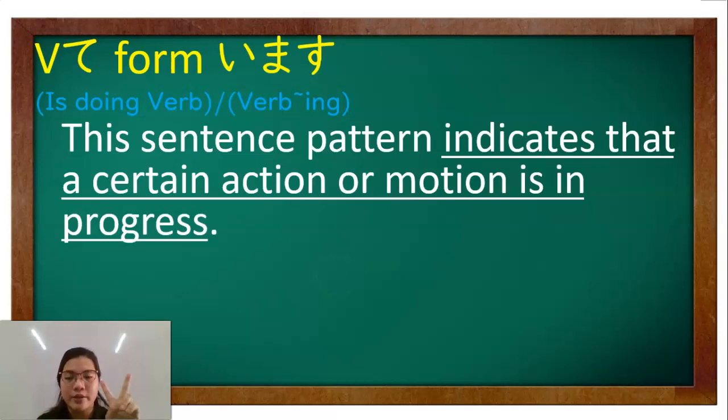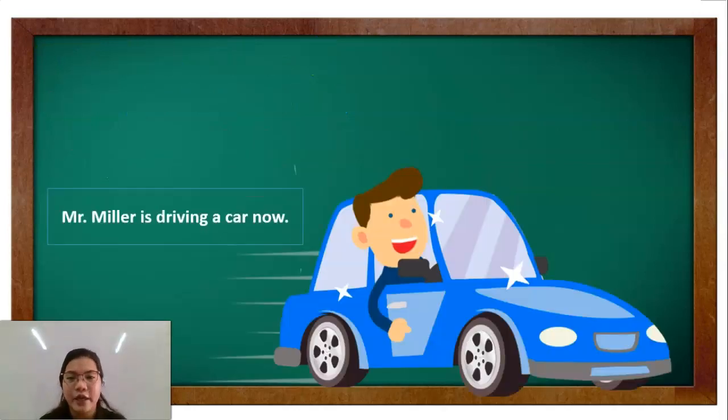Okay, so this is our second sentence pattern using the verb te form. When you use this sentence pattern, this indicates that a certain action or motion is in progress. So when you use this simply means that you are currently doing something. Okay, yung ginagawa mo ang isang verb ngayon. So in English, that would be you are currently doing verb or the verb ing. Okay? For example, here, Mr. Miller is driving a car now.